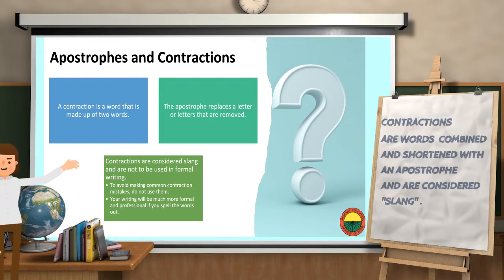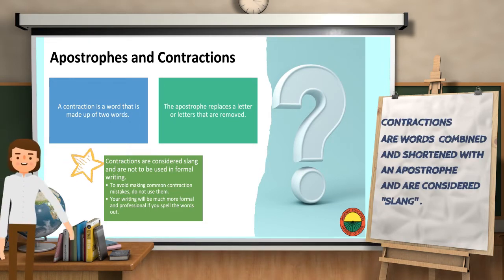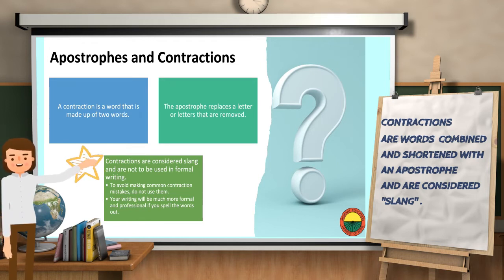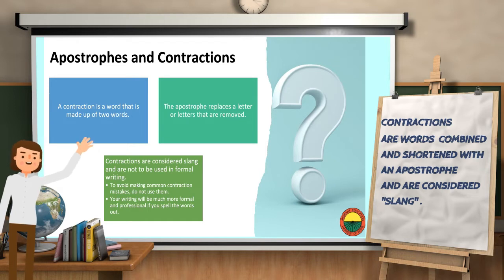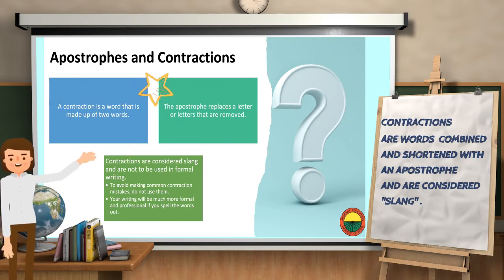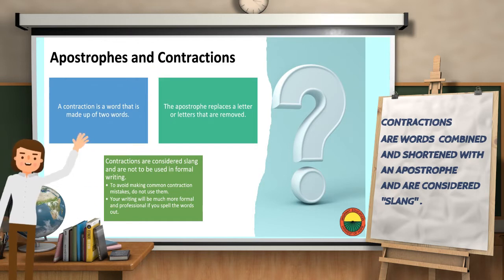Apostrophes and contractions. I don't let my students use contractions in their writing because it's slang. We speak using contractions, but when we write, we should spell them out. And by spelling them out, they're going to avoid a lot of those errors that they make using apostrophes. So a contraction is simply one word that is made up of two words where a letter has been left out, and the apostrophe is used to replace the letter or letters that have been removed.